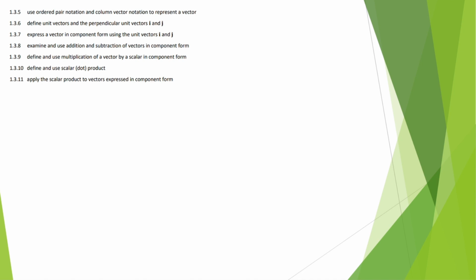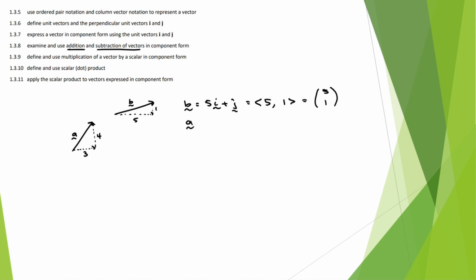So now that I've been talking about addition and subtraction of vectors in component form, I will introduce how that works. If I have a vector A here, with 3 in the horizontal direction and 4 in the vertical direction, and another vector B, with 5 in the horizontal direction and 1 in the vertical direction, I can write B as 5i plus j, or 5, 1 in column vector notation. I can write A as 3i plus 4j, or 3, 4 in column vector notation.